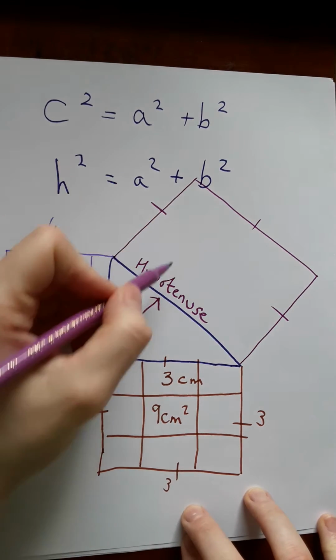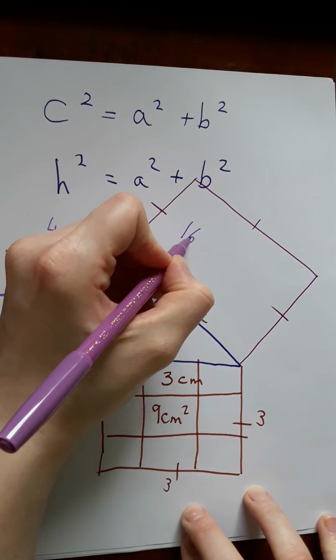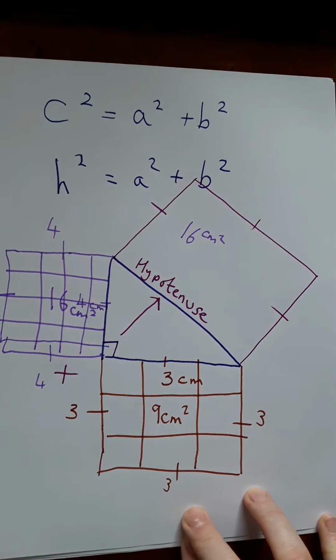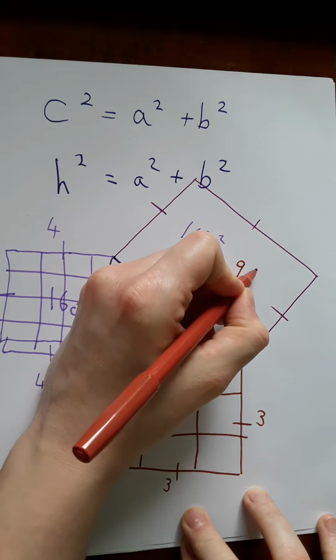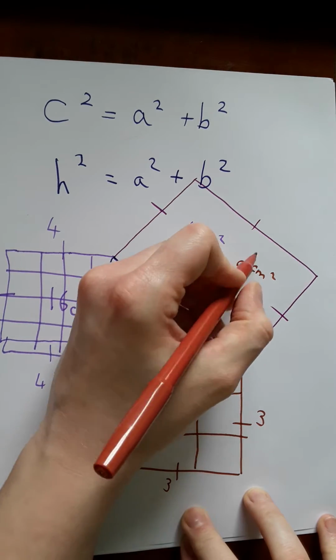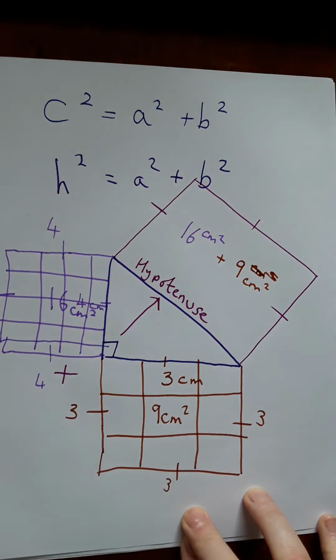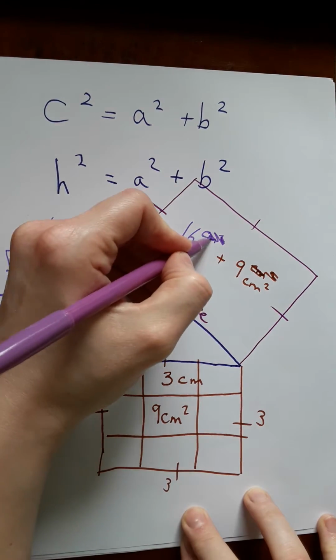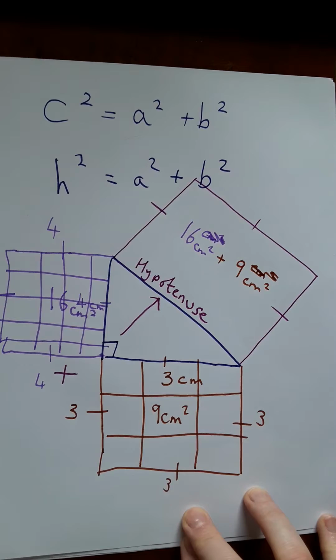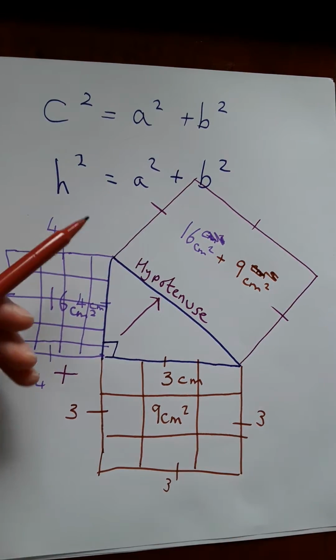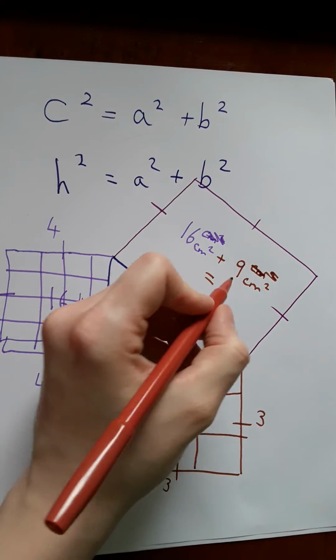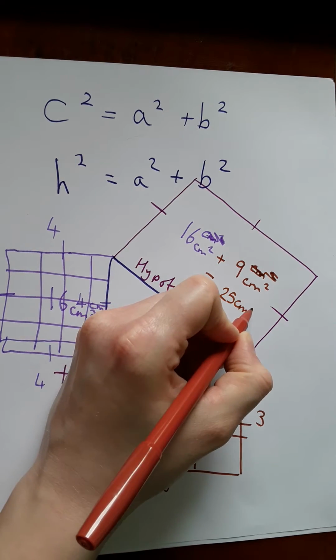That means that this side must be 16 centimetres squared plus the 9 centimetres, sorry, why have I just done that? Which equals 16 plus 9 equals 25 centimetres squared.